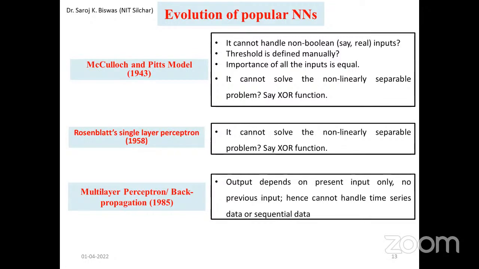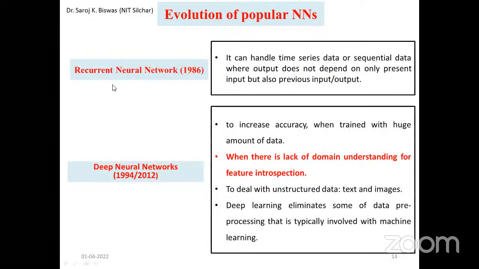That was a problem in the simple backpropagation neural network. Thereafter, there were a number of amendments to the backpropagation neural network to address that issue, but we are not going to talk about that. Then another kind of neural network came, called the recurrent neural network, around 1986. This network was especially proposed because it can handle time series or sequential data, where the output does not depend only on the present input, but also on previous input and output. Therefore, the recurrent neural network came into existence.